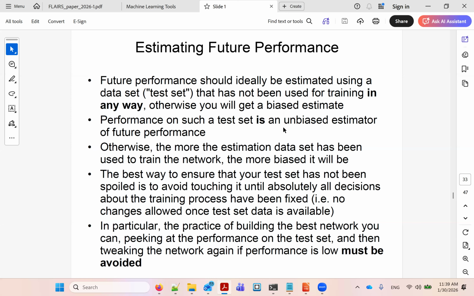General rule is this: the more you've used that held out set, the more biased that estimate is going to be from that set. So best to avoid touching it completely. And in particular, you want to avoid constantly looking at it, which would be the worst case. Okay, I think we're beating it to death now, so I'll move on unless there are questions.